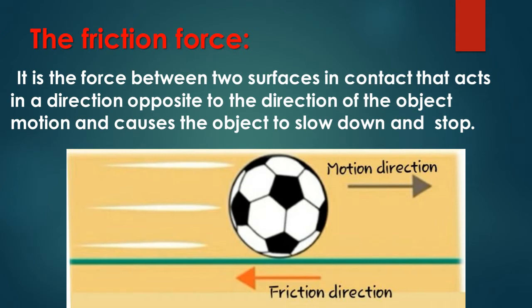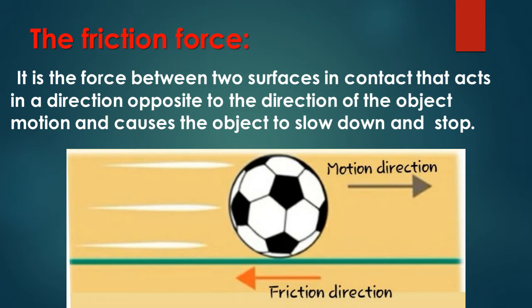For example, if I have a ball and I kicked the ball, then there will be a touch between the ball surface and the ground surface. Then there will be a force between these two surfaces called the friction force. Okay, what is the direction of this type of friction force? It's in opposite direction. يعني if I kick the ball to the right direction, the friction direction will be in the opposite direction, to the left.